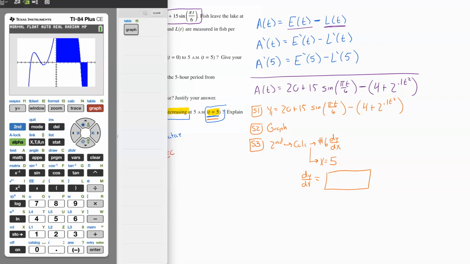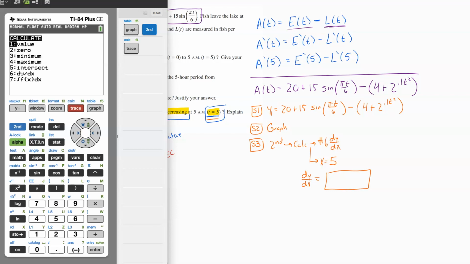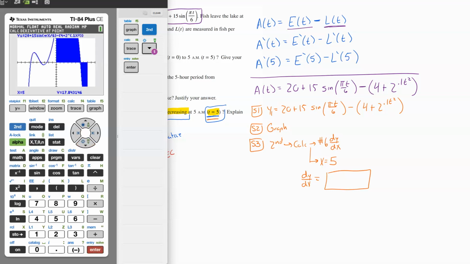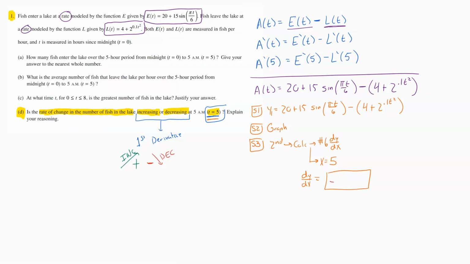From there, we'll do step 3, which says hit second. We'll choose the calc menu, the button above trace at the very top, and we want to know what our rate of change of the rate of change is, our dy dx, so we hit enter on number 6, and then we type in the x value that we care about. So we type in x equals 5. We hit enter, and at the bottom of the screen, you'll see that it says dy dx equals negative 10.722. And again, we don't care about the actual number. We just care that this is negative.